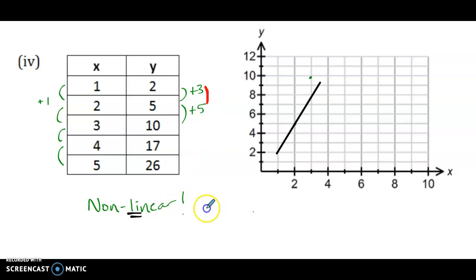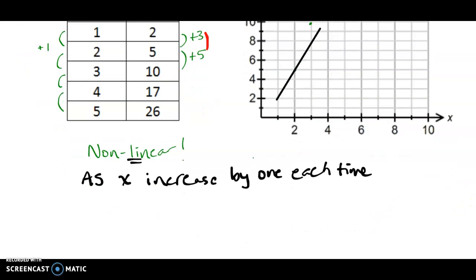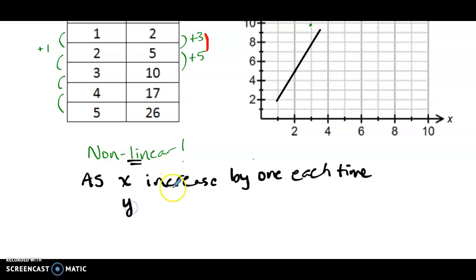So now I can tell from the points, and I have a way to tell from the table. So if I'm just looking at my table, I can tell you that it's not linear because as x increases by 1 each time, down the side of my table, I look at what's happening. I need a constant increase. Y, however, does not increase by the same amount each time.